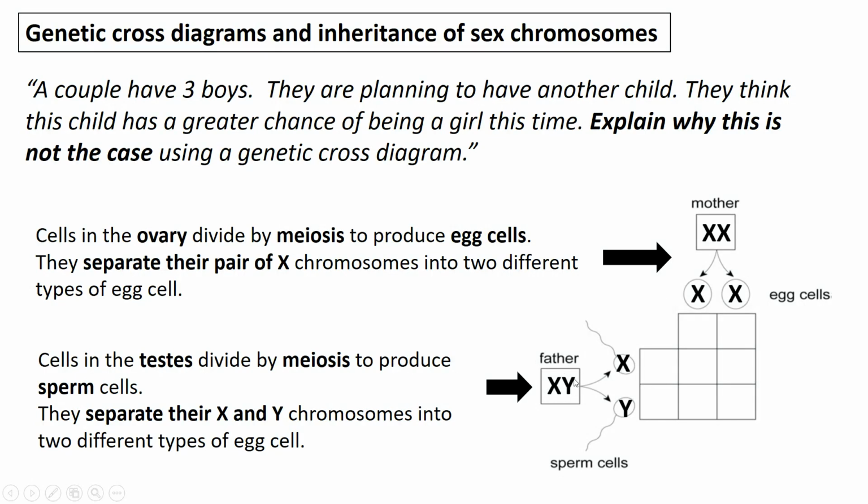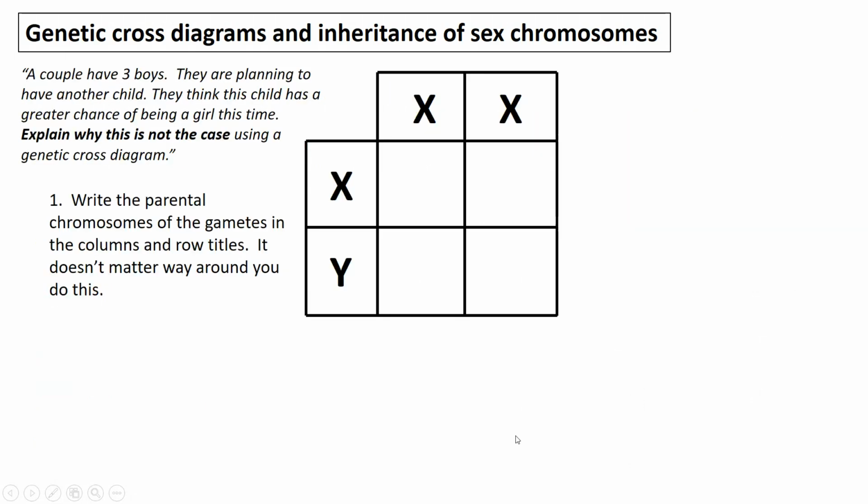The father, in the testes, they will produce 2 different types of sperm. They will randomly split up the X and the Y chromosomes and produce sperm with an X in or sperm with a Y in. Again, those other differences, the other 22 chromosomes are there, but it would be far too confusing if we started to look at all of those as well. So that's the first thing. That's where the principle of a genetic cross diagram comes from. The next thing is you can just use that diagram box to work out the chances, remember, of them not having a girl. They're not going to have more chance of having a girl this time.